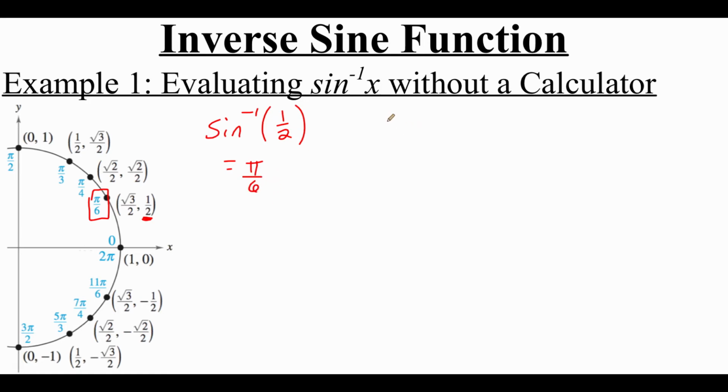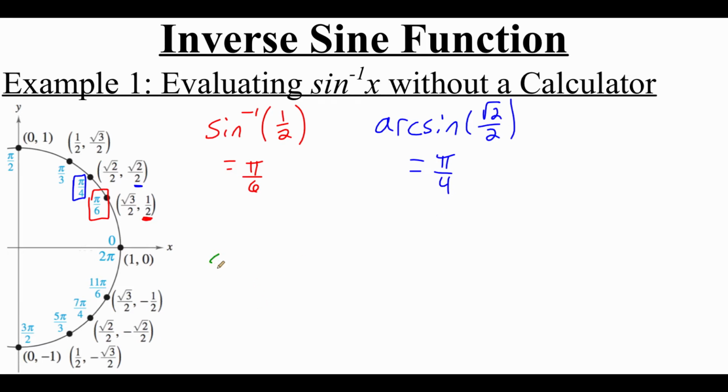Now if we wanted to find an arc sine of root 2 over 2. Remember, arc sine means the exact same thing as inverse sine. So we're trying to find an angle where the sine value, or the y value, is root 2 over 2. If I look right here, we've got a y value of root 2 over 2. So that angle is pi over 4, and our answer is pi over 4.